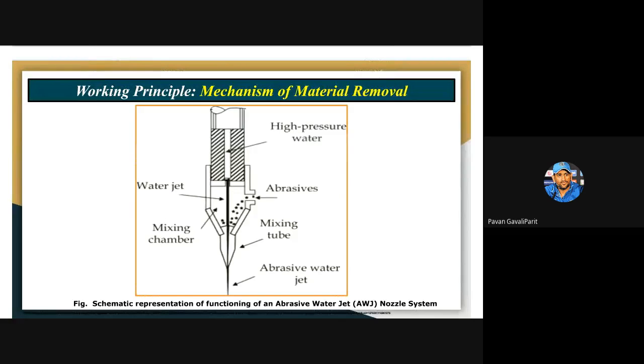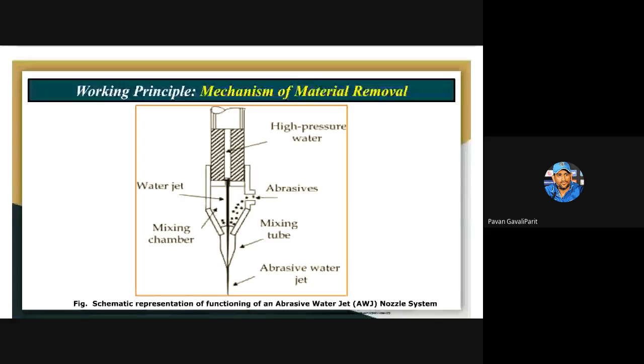It is the kinetic energy of that jet that is used, and due to erosion only, the material is removed from the surface. That is the working principle. Now see here, here is the diagram of the nozzle, which is used for water jet, abrasive water jet machining.